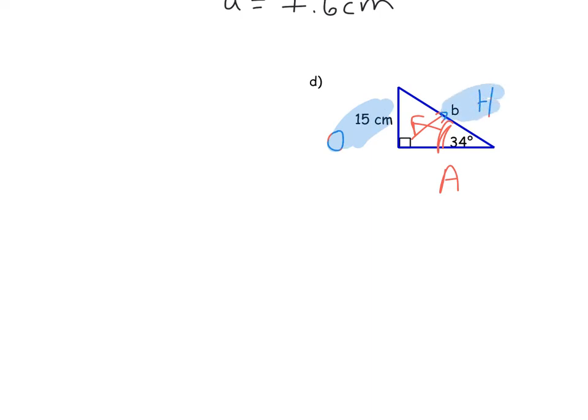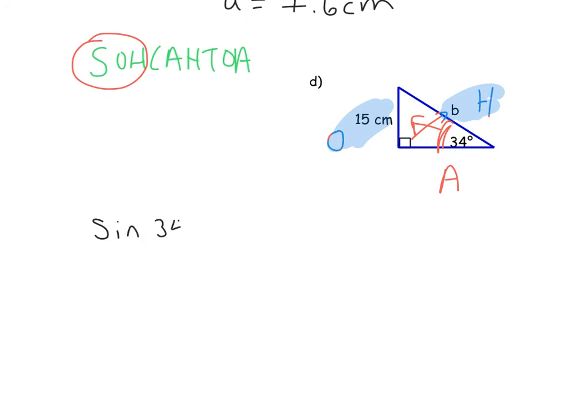So looking at SOHCAHTOA, I'm hoping you were able to see, I'm just going to write this out. Which of the three involves my opposite and my hypotenuse? That is the sine function. So I'm going to go sine of 34 degrees is equal to the length of my opposite side divided by my hypotenuse, which is being represented by the unknown b.